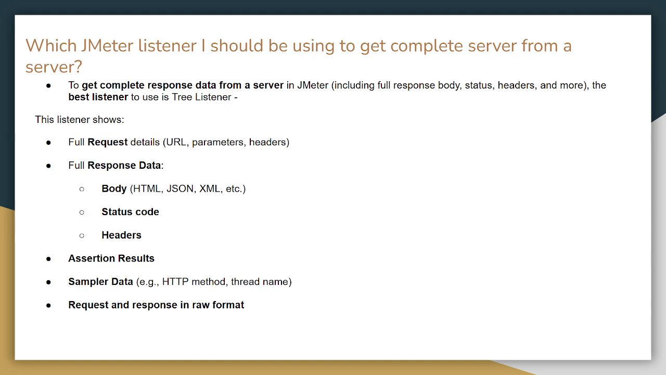It basically shows full request details, let's say URL parameters, headers, everything, and full response data. The body will have HTML, JSON, XML, etc. Status codes, be it 200, 401, any status code, including header information. Assertion results will also be present. Sampler data, HTTP method, thread name, request and response in raw format. Now the question is, how should I add it? You can right click on the thread group, add listeners, View Results Tree.